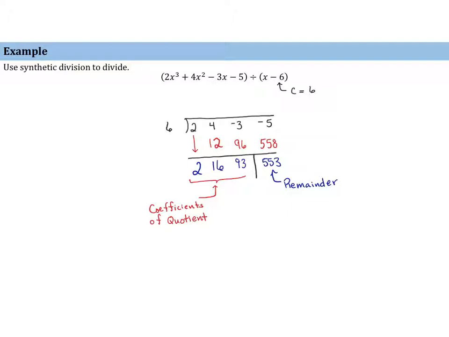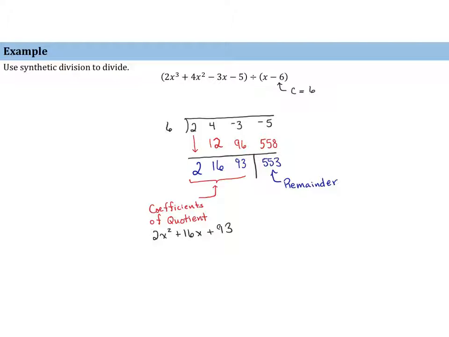Now we took a third-degree polynomial and divided by a polynomial that was a first degree. So this is like taking an x cubed, dividing by an x, and that's going to leave us with an x squared polynomial. So the quotient will be a quadratic. So we have 2x squared plus 16x plus 93 is our quotient.